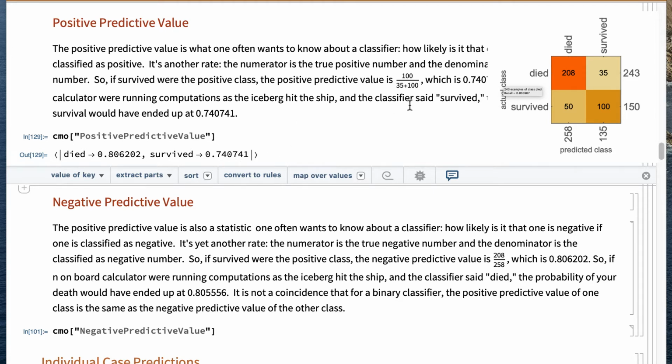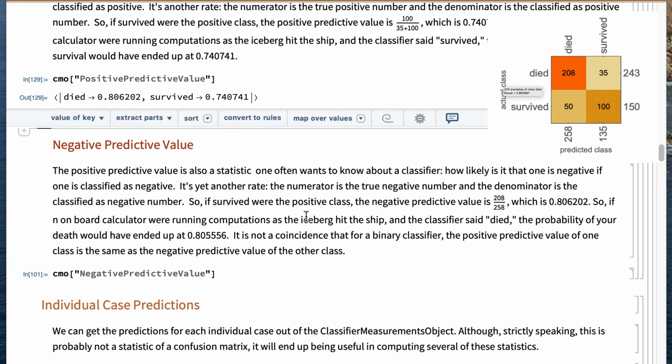And so, supposing you were on the Titanic and you had your classifier somehow, and the iceberg has hit the ship, and you say, how are things looking? And the classifier says survived. Well, you would feel that that meant that your chances of actually surviving were 0.740741. So I don't know what you would do with that information, but you could compute it.